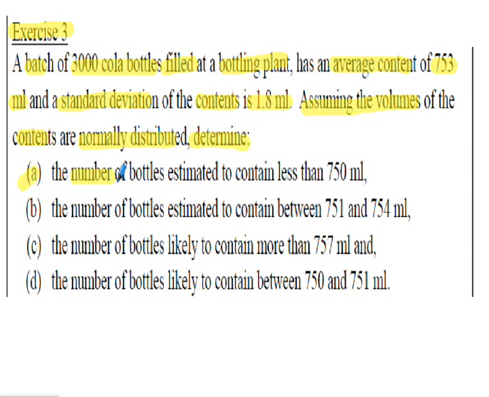A, the number of bottles estimated to contain less than 750 milliliters. B, the number of bottles estimated to contain between 751 and 754 milliliters. C, the number of bottles likely to contain more than 757 milliliters. And part D, the number of bottles likely to contain between 750 and 751 milliliters. We'll look at these solutions on the following slides.